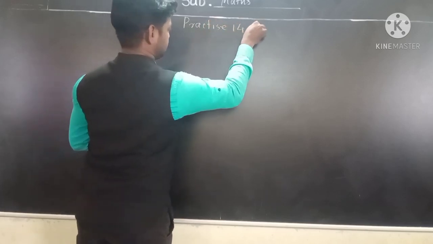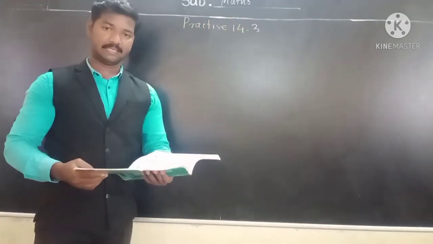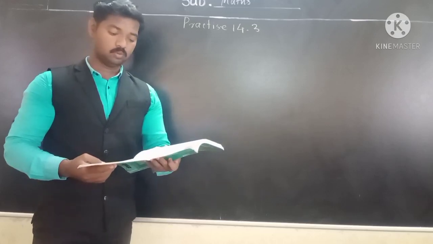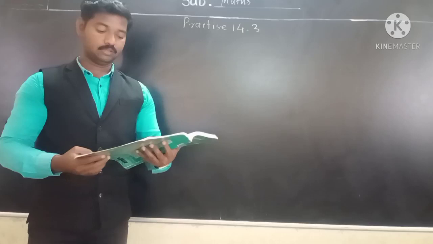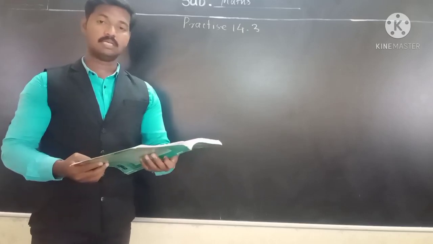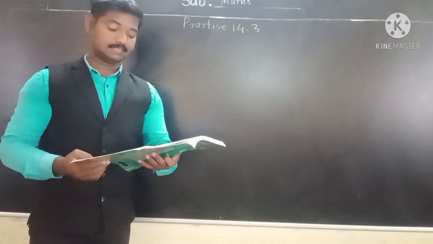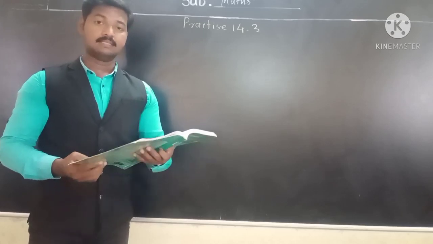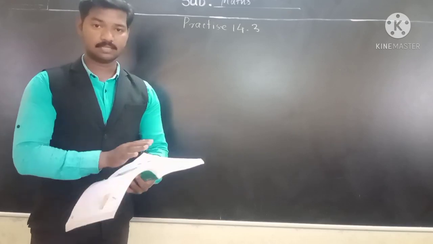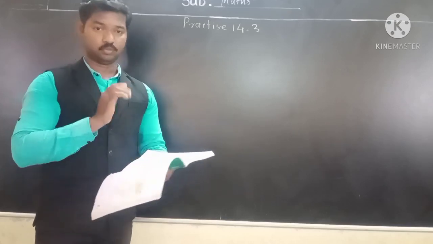Practice 14.3. Okay, from practice 14.3, first it is given there: make a point O in your notebook. Now with O as the center and radius 4 centimeters, draw a circle. Measure its diameter. Is the diameter 8 centimeters? So first we have to draw a circle with radius 4 centimeters.